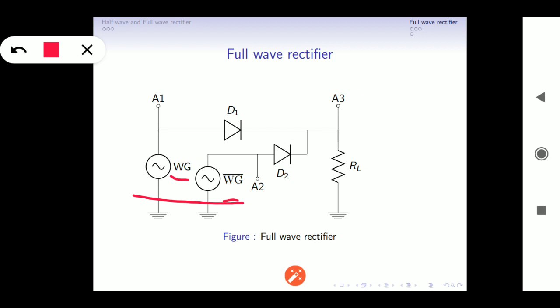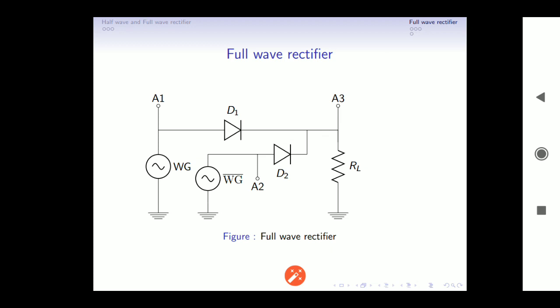When WG is positive, diode D1 conducts, and WG bar will be negative, therefore diode D2 will not conduct. Similarly, when WG is negative, D1 will not conduct, and at the same time WG bar will be positive and D2 conducts. So you get output across A3, which is measured across the load resistance. That's how a full wave rectifier works here.